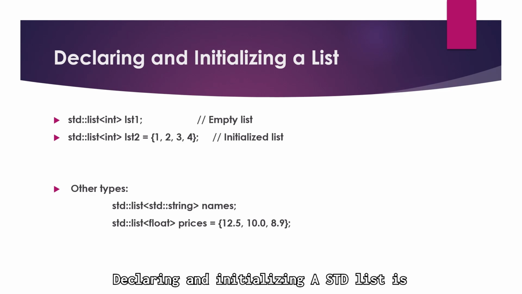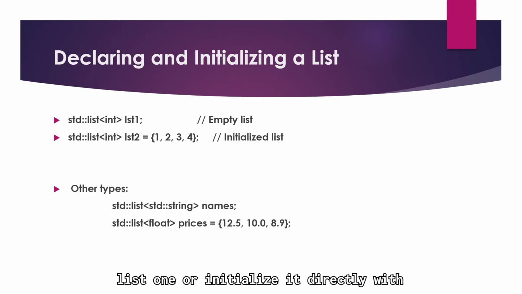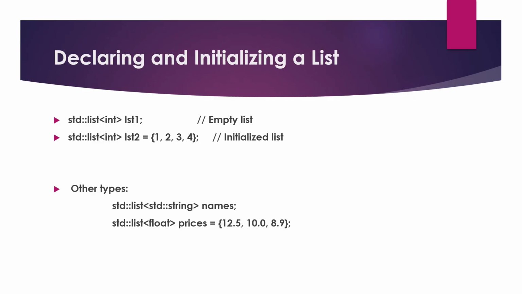Declaring and initializing a std::list is quite straightforward. You can start with an empty list like std::list<int> list1, or initialize it directly with values. Lists can also hold other types like std::string, float, or even custom objects. The syntax remains consistent with other STL containers, which makes it beginner friendly.